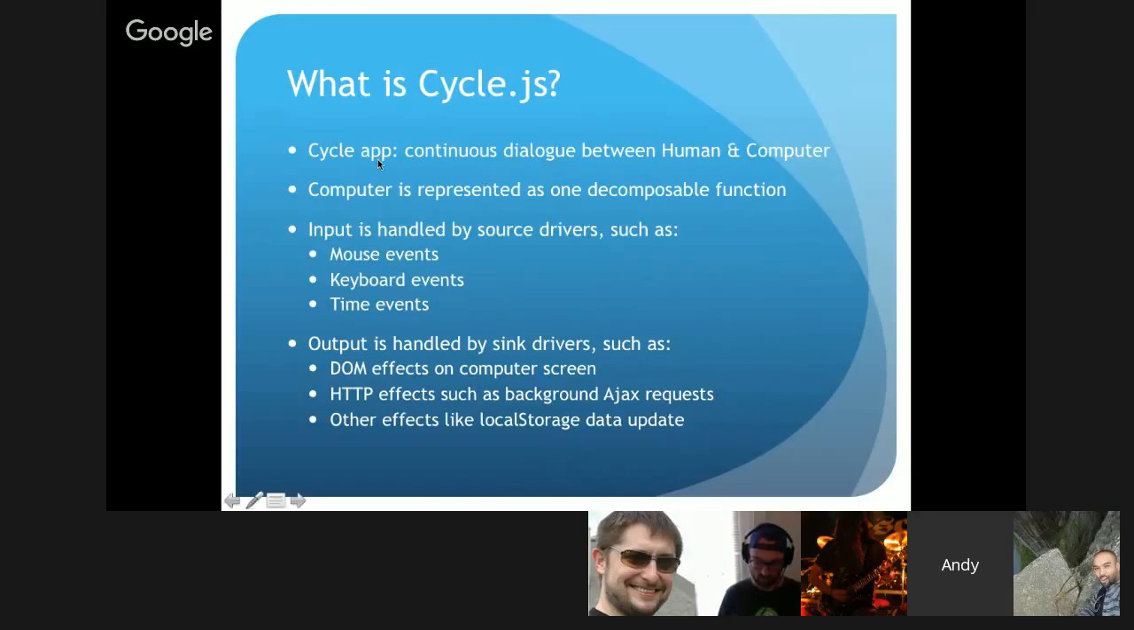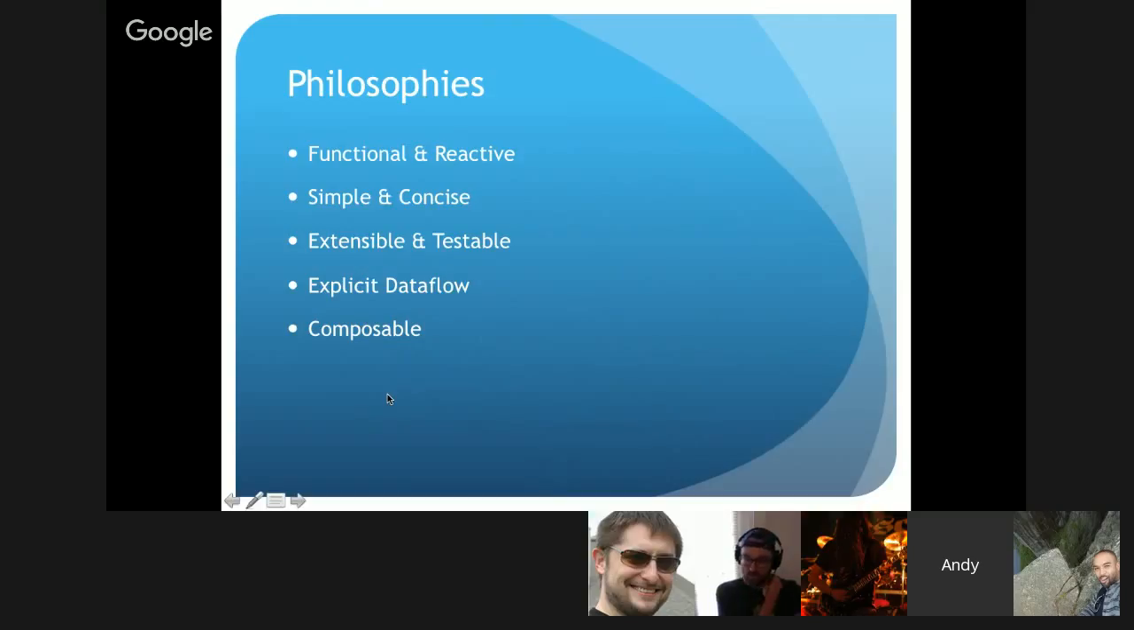Again, a Cycle app is nothing but a continuous dialogue between a human and a computer. The computer is represented as one decomposable function that you can then make as modular as you'd like. And there are even patterns that the CycleJS creator recommends, which I'll go over. There's one main pattern. Input is handled by mouse, keyboard, time events. Output is DOM, HTTP, other effects. And the philosophies behind CycleJS are being functional and reactive, simple and concise, extensible and testable.